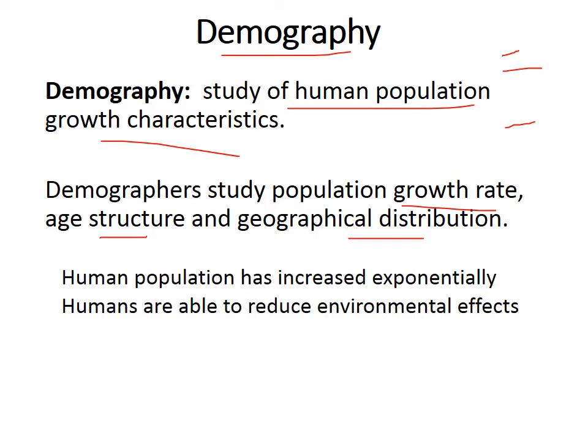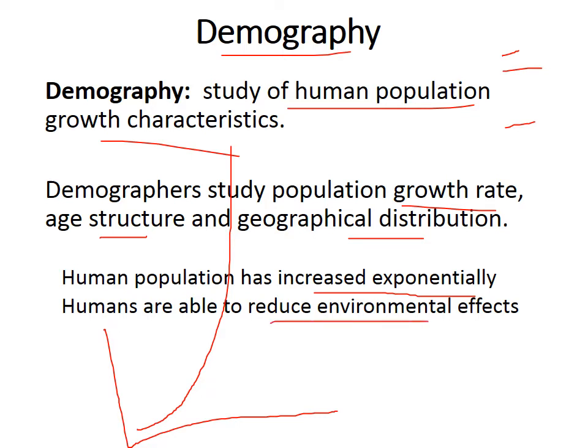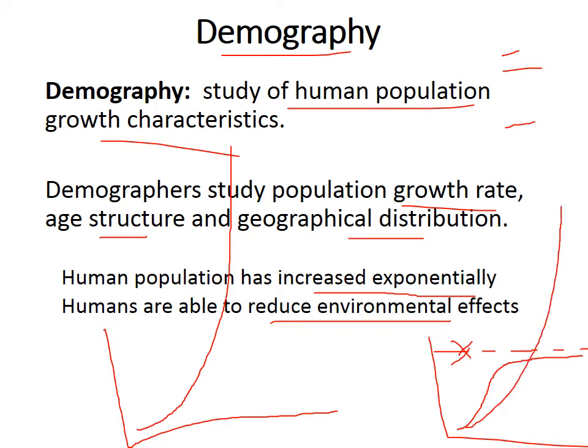So the human population has increased exponentially. The human population follows the J-shaped growth curve, always growing exponentially, because humans are always able to reduce the environmental impact. Reducing the environmental impact means they are able to avoid the carrying capacity, so they do not follow the logistic curve. Their growth is always exponential.